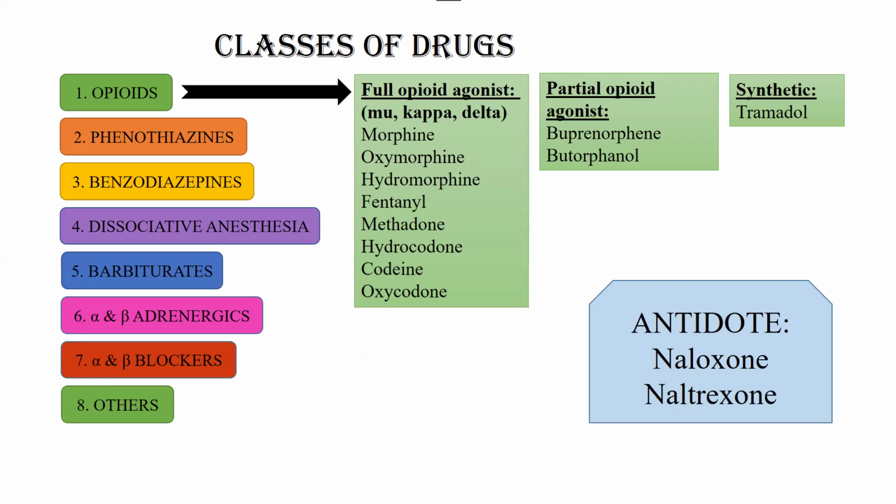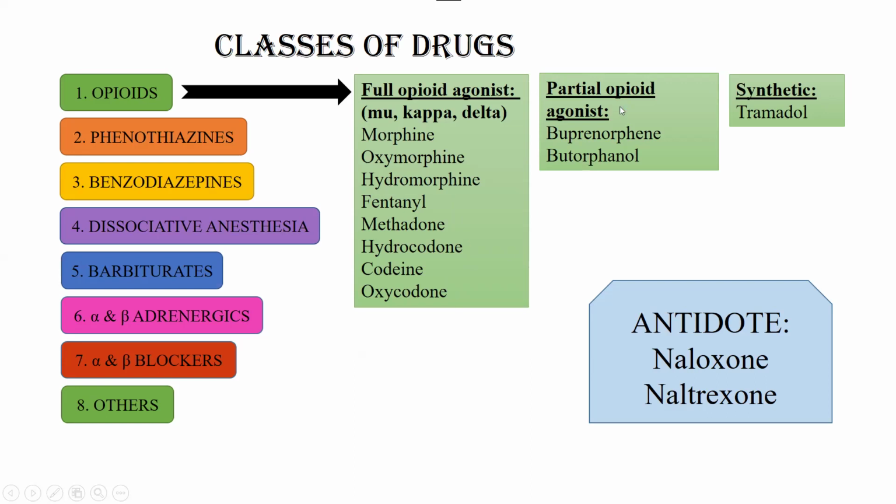So in opioids, you have 3 categories. The first category is the full opioid agonists, and these full opioid agonists act on mu, kappa, and delta receptors. So they include morphine, oxymorphone, hydromorphone, fentanyl, methadone, hydrocodone, codeine, and oxycodone.